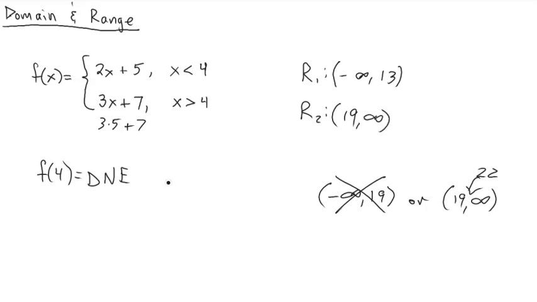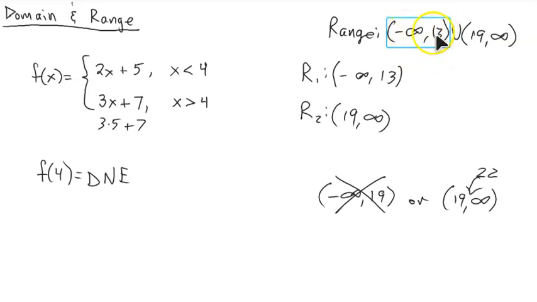And so now when we want to identify the range of this piecewise function, it is going to be negative infinity up to 13, which is this one right here, union 19 up to infinity. And since there's no overlap here, all of these numbers, negative infinity up to 13, are smaller than 19, we're not going to modify this. This is the final answer. This is the range of this function, okay?